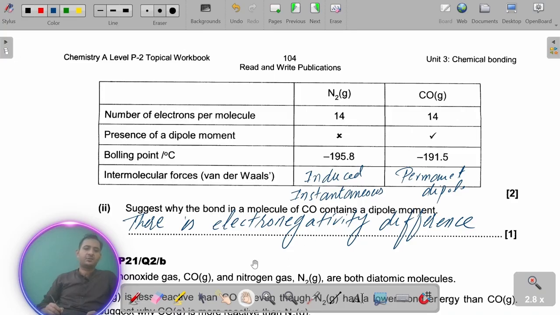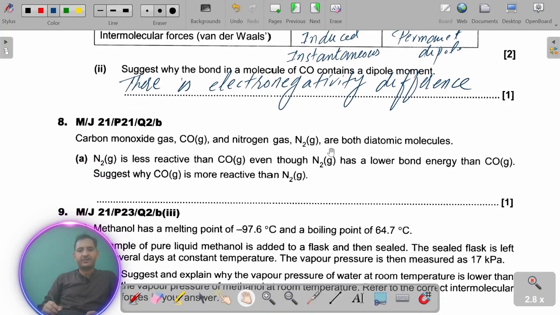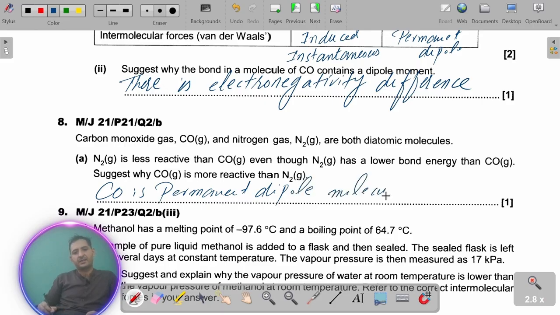Okay, so next we have carbon monoxide and nitrogen, both diatomic molecules. Nitrogen is less reactive than CO, even though N2 has a lower bond energy than CO. Suggest why. We already explained this: carbon monoxide has a dipole and nitrogen is a simple molecule. CO is a permanent dipole molecule. It is the reason, while we know the nitrogen is non-polar.